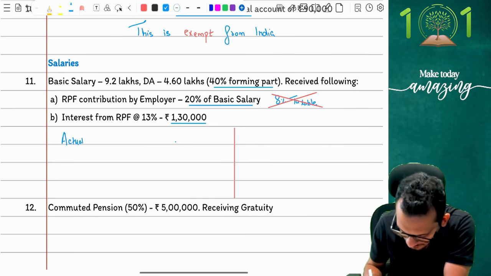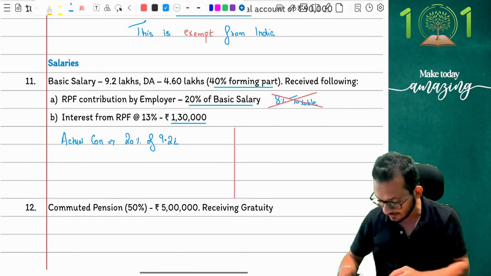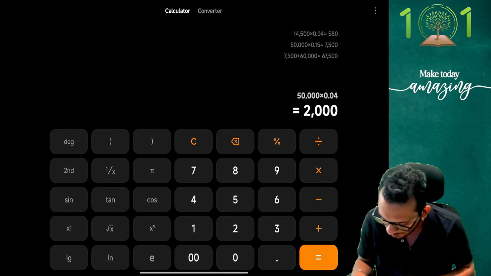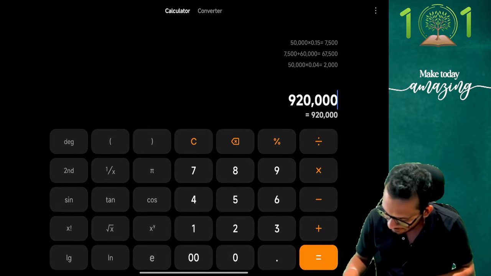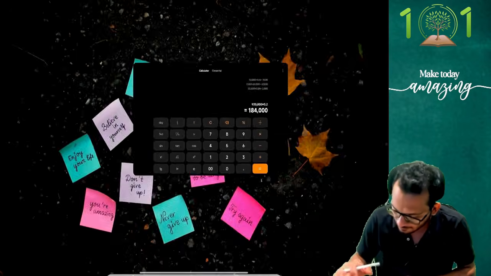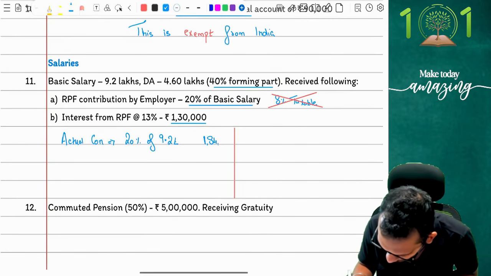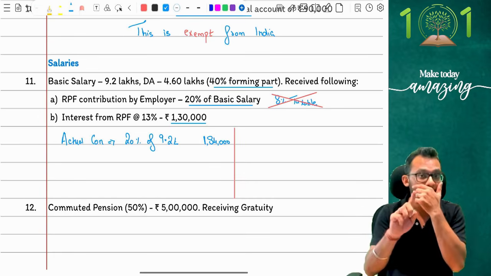So I'm going to first ask a simple question: what is the actual contribution? The actual contribution in this case is 20% of 9.2 lakhs, which is 9,20,000 into 20%. The answer is 1,84,000. Yes, so 1,84,000 is going to be my actual contribution. Clear, not clear? Now comes the important part.